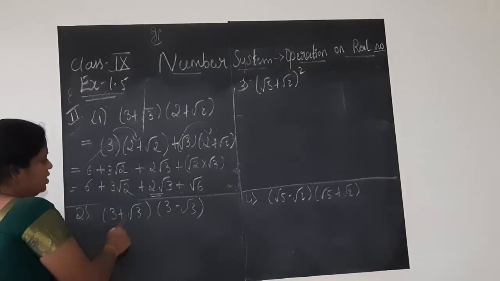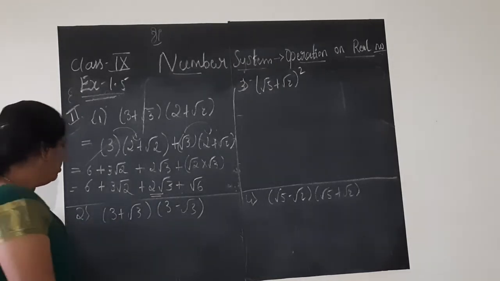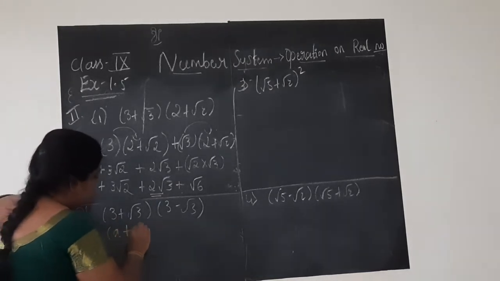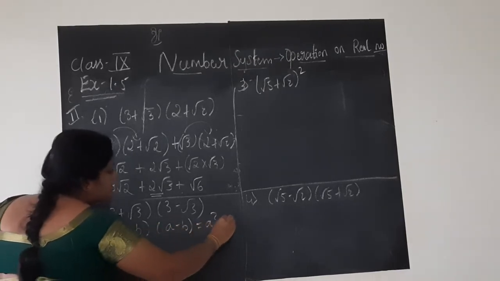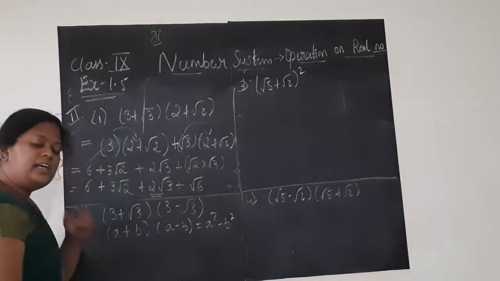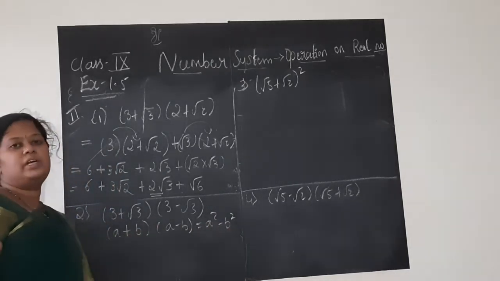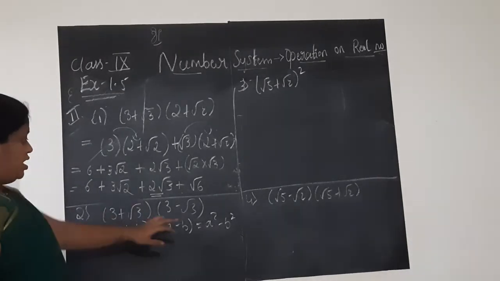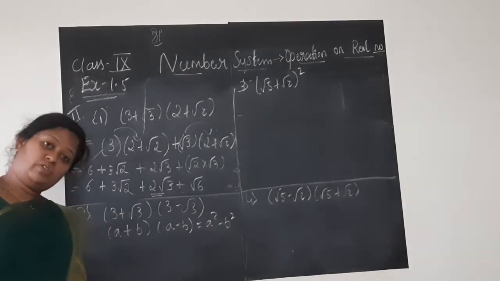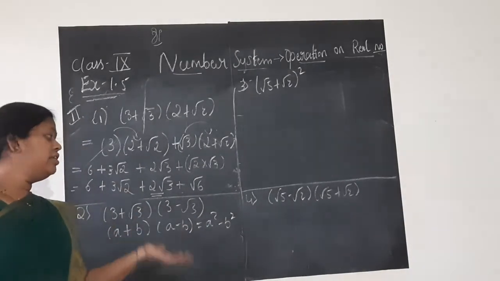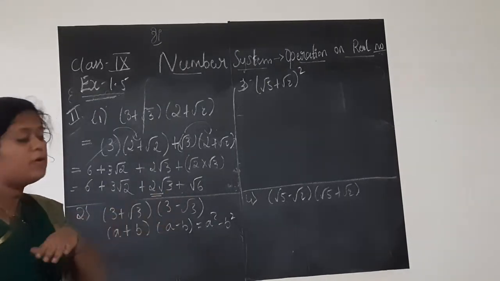Second question is 3 plus square root 3 into 3 minus square root 3, children. If at all you look at this question, this is of the form a plus b into a minus b, which is the expansion of the identity a square minus b square. a square minus b square is a plus b into a minus b, correct? When the question is in a square minus b square form, we used to write it in the form of a plus b into a minus b, but here the given question itself is in the form of a plus b into a minus b.